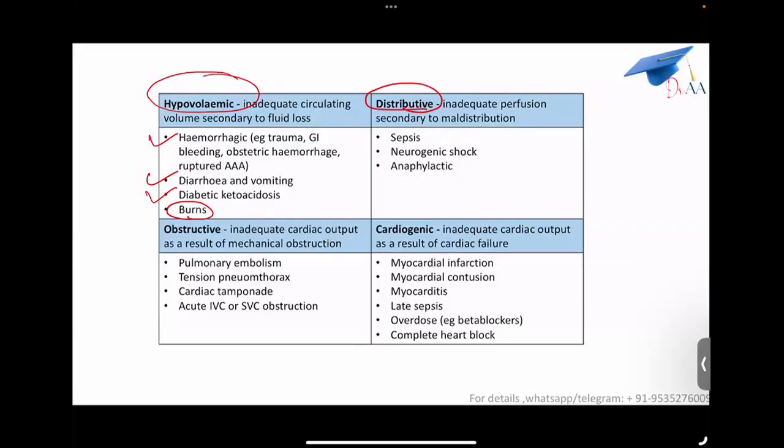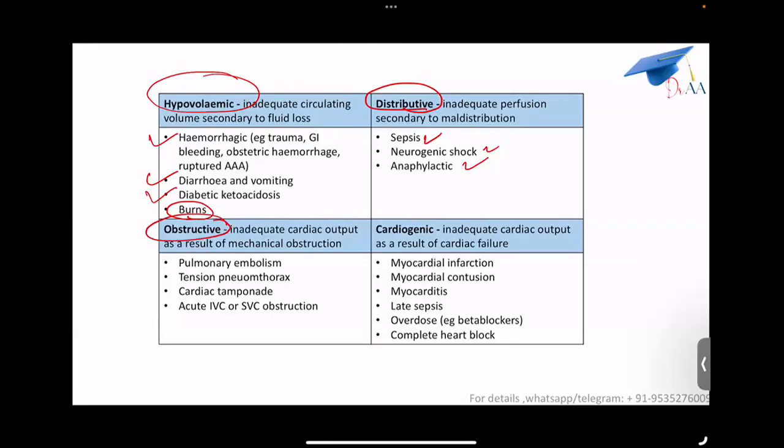Distributive shock is where there is third spacing of the fluids. That is, fluid is getting accumulated in intercellular spaces. It might be because of sepsis, neurogenic shock, or anaphylactic shock or anaphylactoid shock.